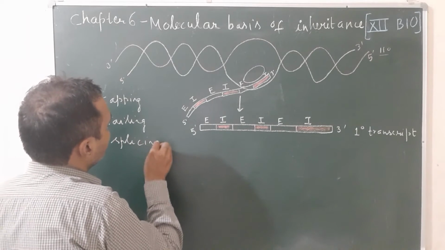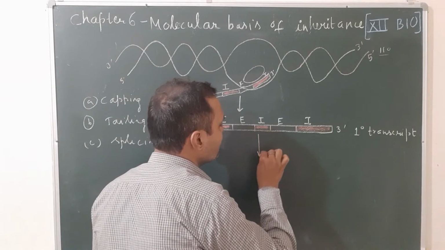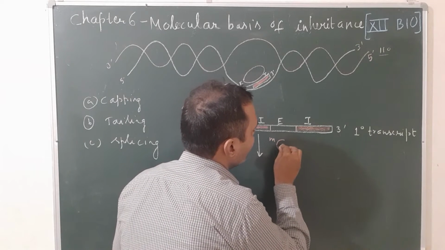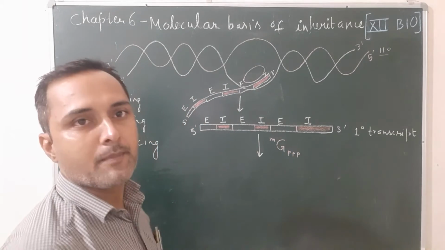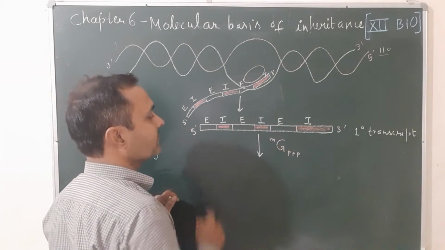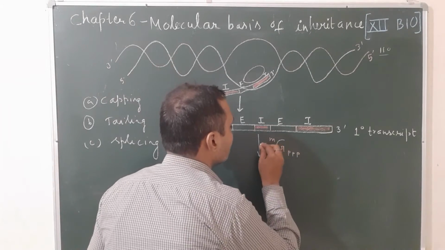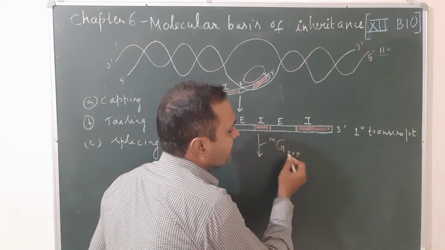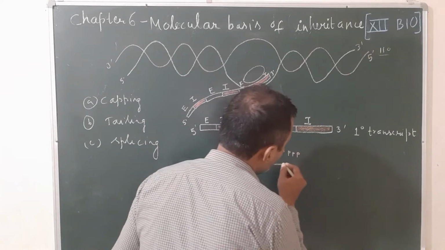So let us see the first step, that is capping. What is capping? In this step, methylated guanosine triphosphate is added at the 5' end of eukaryotic mRNA. So this is the methylated guanosine triphosphate which will be added at the 5' end. What is capping? The process of addition of methylated guanosine triphosphate to the 5' end of eukaryotic mRNA is known as capping.